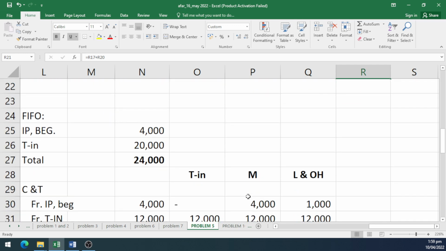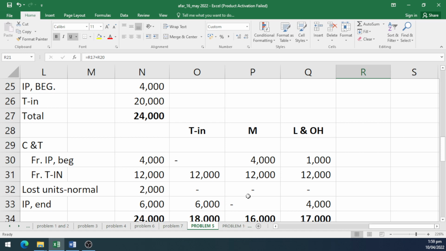Now, if we use first in, first out. Ito, nag-compute tayo ng EUP. Same principle. These lost units are considered normal. We do not assign EUP. Method of neglect. But for EUP, we will compute the current period work done doon sa mga iba, no? Okay, so again, because this is FIFO, the units completed will be separated into two blocks. I-account natin kung ilan ang nanggaling doon sa IP beginning at ilan ang galing sa transferred in.